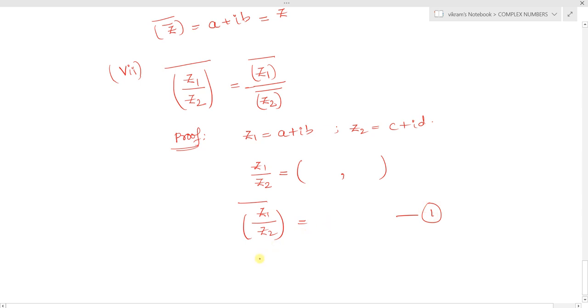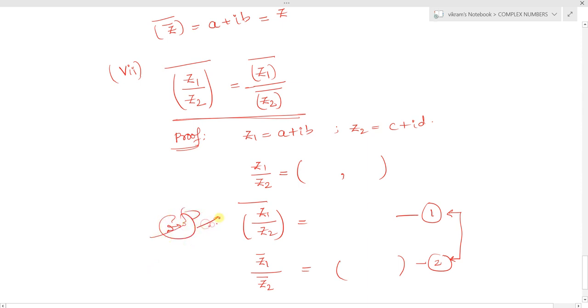Then next, find out z1 conjugate from z1 and z2 conjugate from z2, and again find the division between these two; you will get another equation, equation 2. Now these two equations must be the same, and then you will get the proof of this last property. So these are the properties of the conjugate of a complex number. In the next lesson, next section, we will discuss another topic.